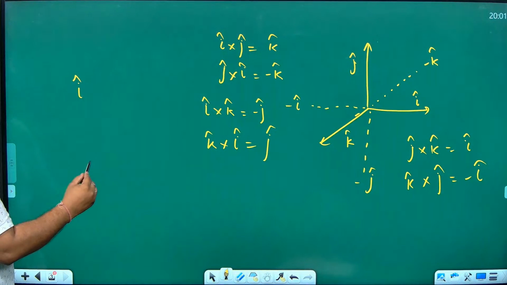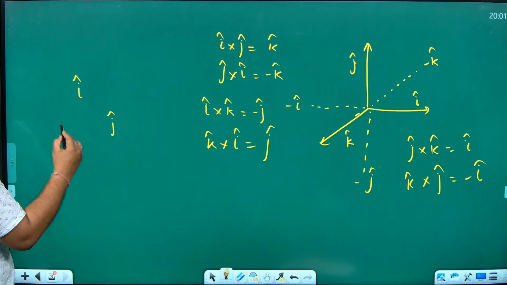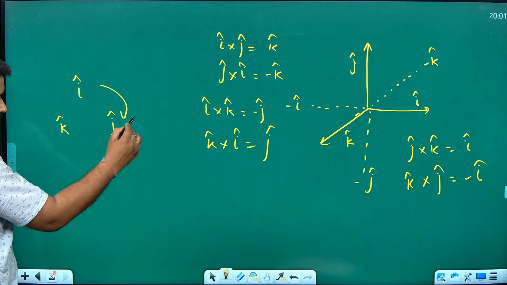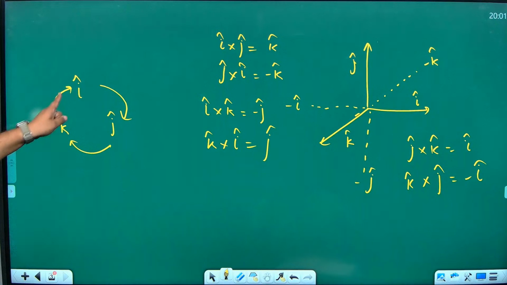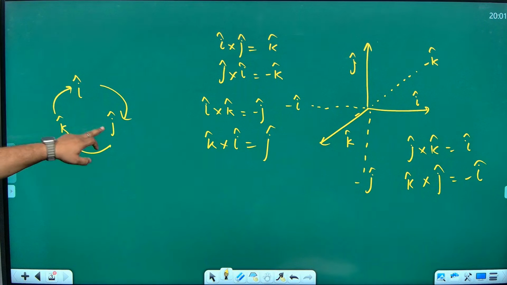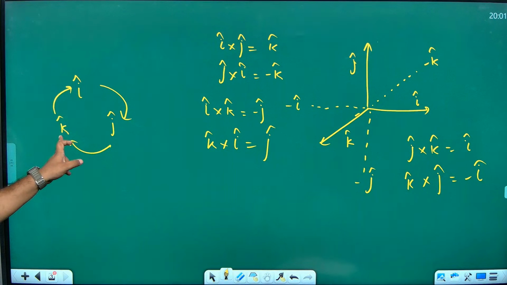I, J, K. I cross J will give K. J cross K will give I. K cross I will give J. And the opposite, if you do J cross I, it will give minus K. I cross K will give minus J. K cross J will give minus I. Simple. Why so much tension?